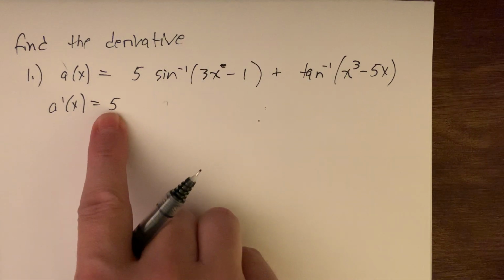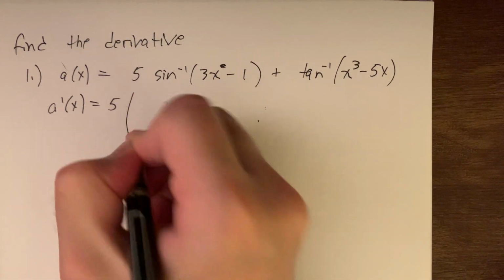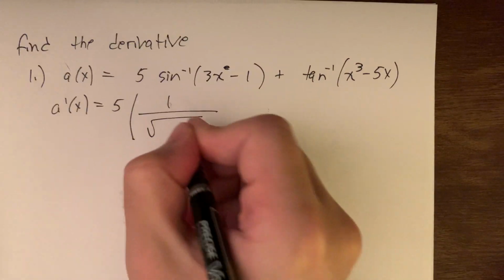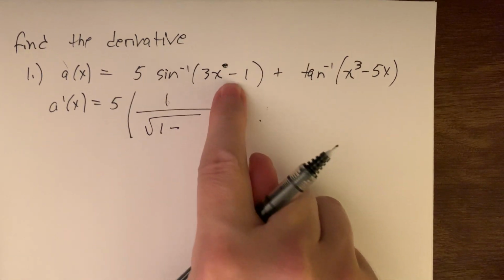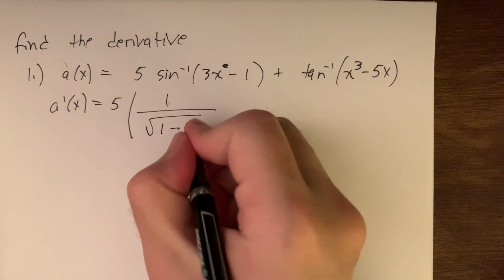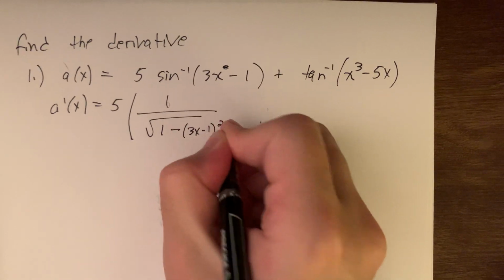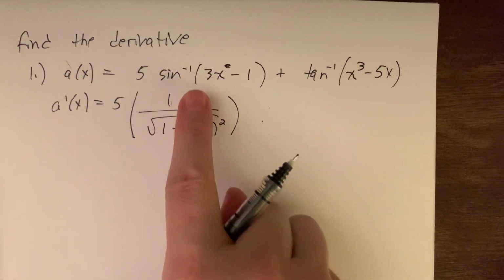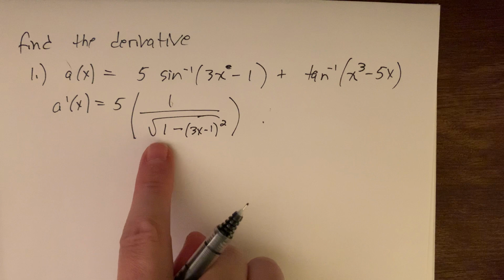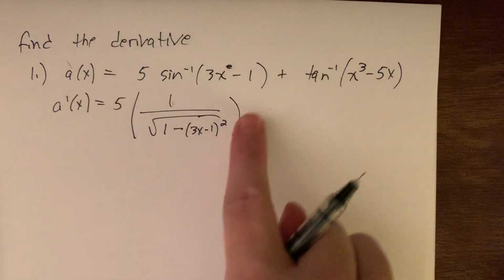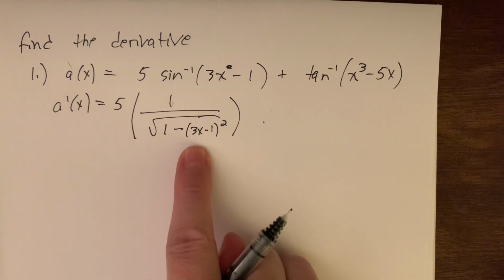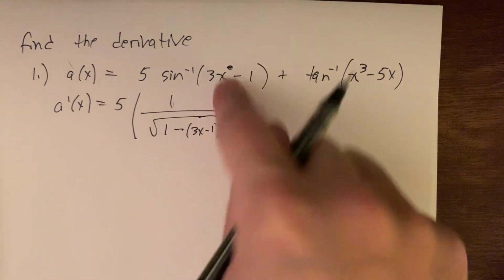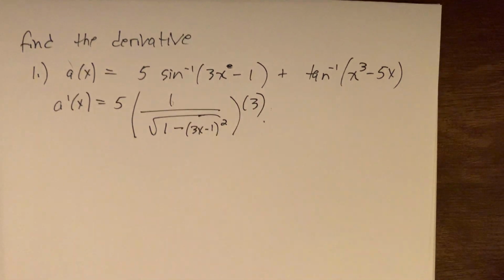So the 5 pushed along. Inverse sine, 5 times that, so 5 times 1 over radical 1 minus u squared. The derivative of inverse sine, 1 over radical 1 minus u squared. u here is the same u here, but at the very end I get a times du, so now I go to the inside, and this just gives me an extra times 3.